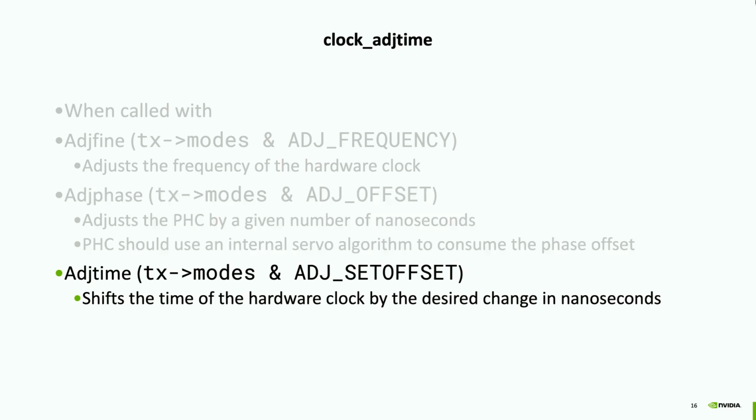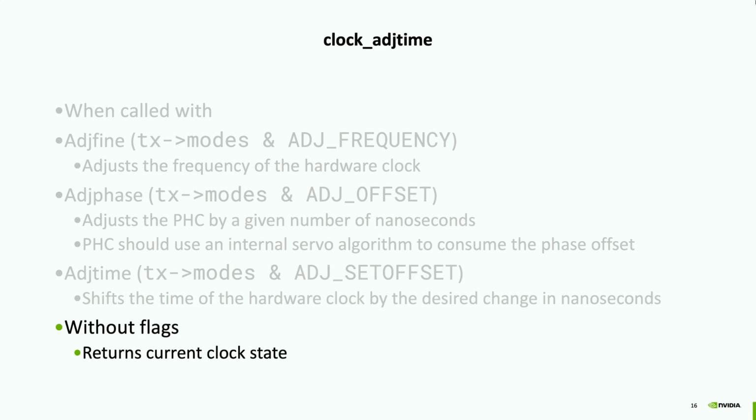There is the old way, which is the adjust time. This is just one that will step your clock forward or backward, whatever the user calls. And without flags, as I said, it will return the current clock state, so it will only return the frequency, the current frequency correction.